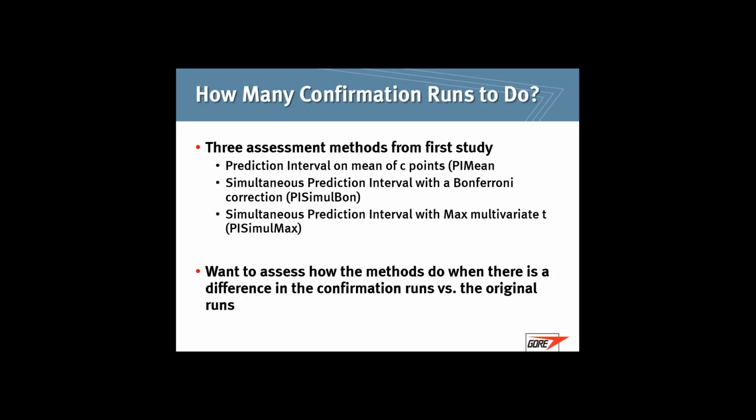So then the next question we asked was, how many should I do? Is 1 enough? Is a few enough? Do I need to do more? What I did is take those good approaches from that first study that I just showed you, and ask what will happen if there's a difference. If the confirmation runs shift by some amount, will I be able to catch that using these methods?